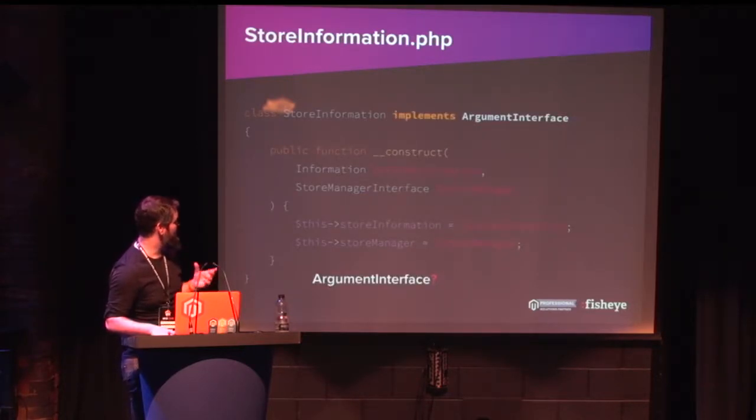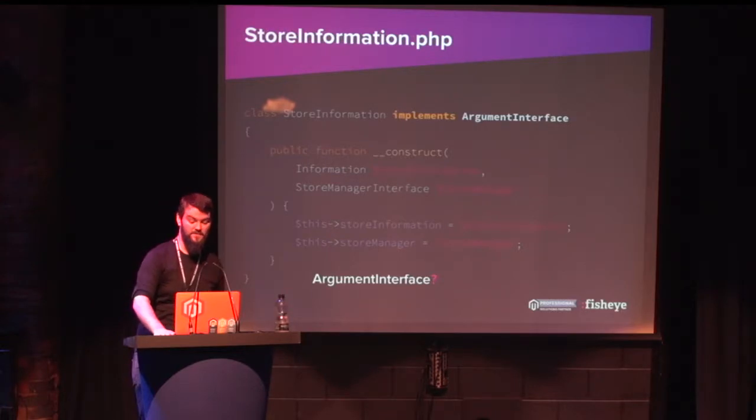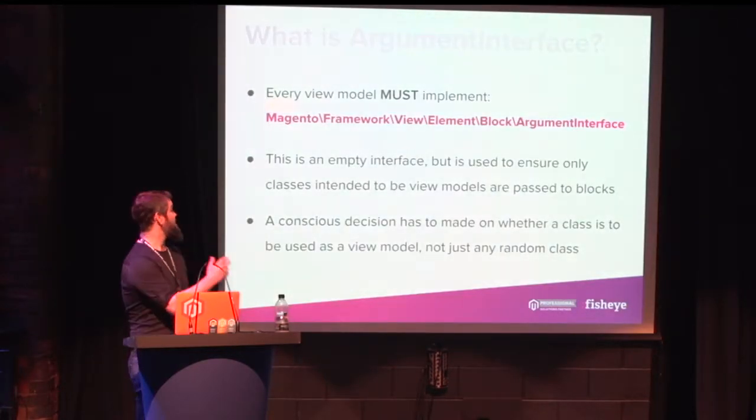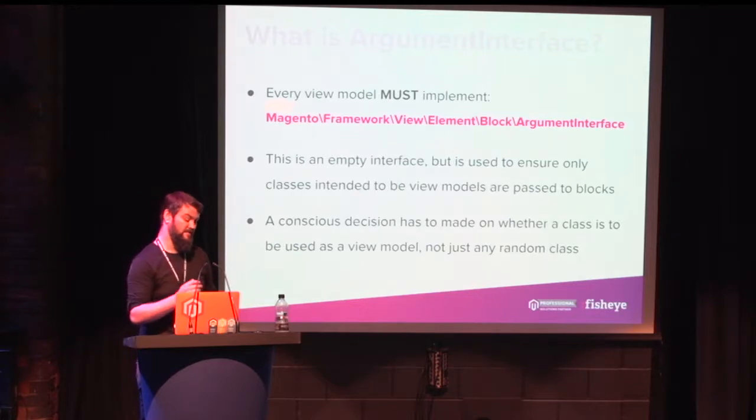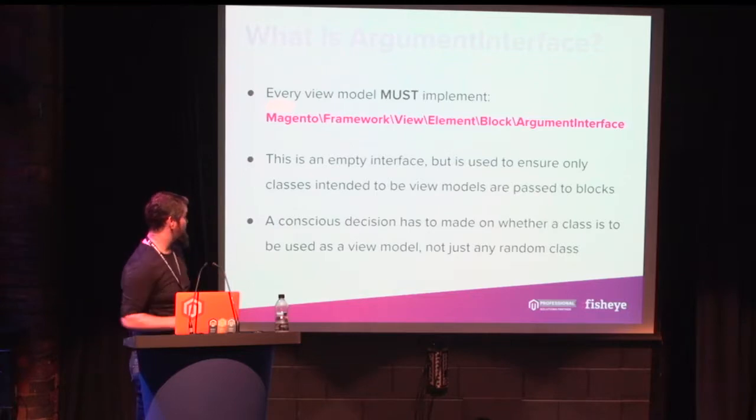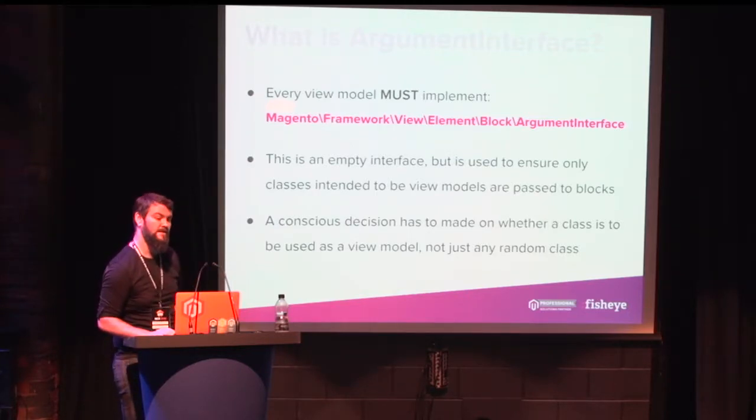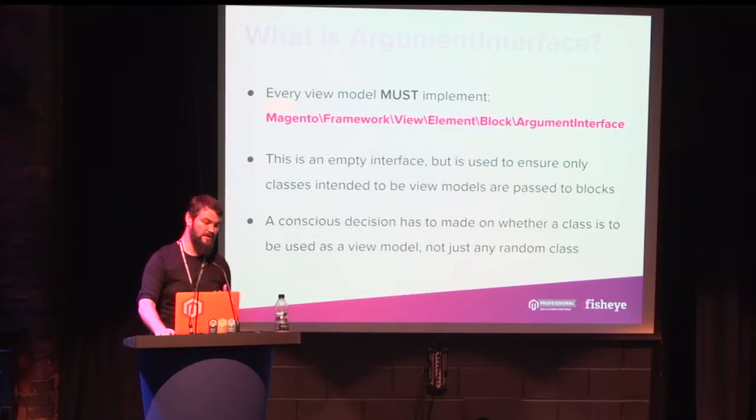Other thing you might have noticed is we've got this thing that we're implementing called argument interface. So what is this? It's basically an interface that every view model has to implement. If you don't, you'll get an error. The reason for this is to ensure that only classes that are intended to be view models are used or passed in via layout XML. You have to make a consideration about what you want to use, and to stop you from passing all sorts of weird and wonderful things. If you didn't have this in place, you could, in theory, pass in a controller or an observer. I would not like to see what happens.